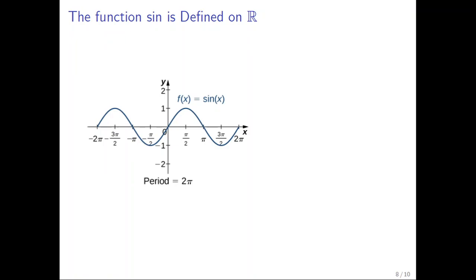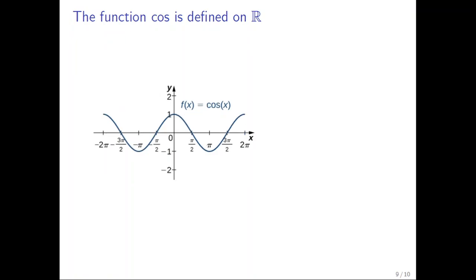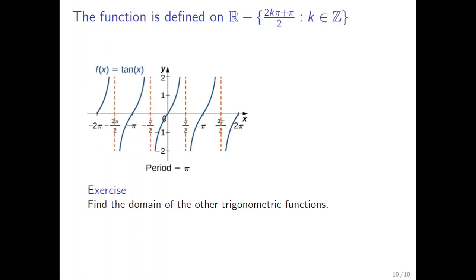So for instance, the sine function is defined on all of the real numbers, as you see in this figure. The cosine function is defined on all of real numbers as well. And the tan function is defined for every real number except for the odd integers of pi half. You can find the domain of other trigonometric functions as an exercise.